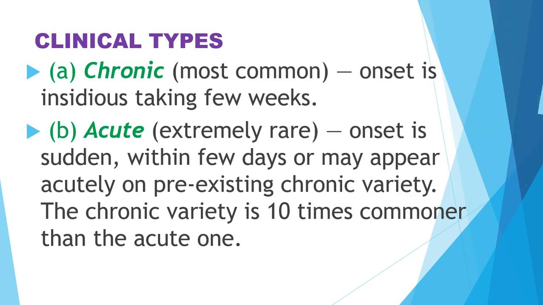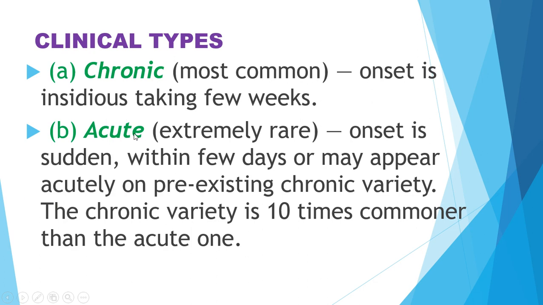Next, we can see the clinical types. There are two types, chronic and acute. Chronic onset is insidious and takes a few weeks for the excessive amount of fluid to accumulate. It does not happen suddenly. That is the chronic type. Acute is a very rare type. Its onset is sudden, within a few days, or it may appear on a pre-existing chronic variety. The chronic variety is 10 times commoner than the acute.